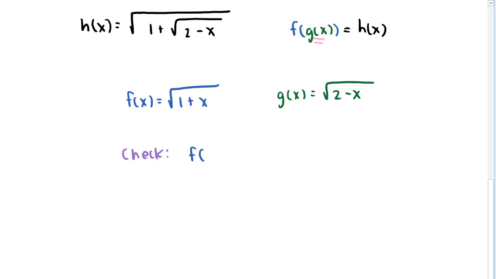So f of g of x, right, this is equal to the square root of 1 plus the input, and the input here is g of x, it's the square root of 2 minus x, so we do get out the same result as our h of x function.